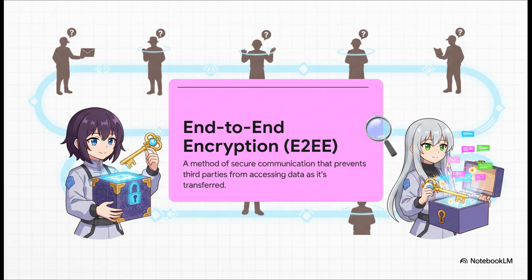Think of it this way. You write a letter, put it in a super strong lockbox, and send it. Only you have a key, and the person you're sending it to has the only other copy of that key. The mailman can't open it, the sorting facility can't open it, no one can. They can see a box is being sent, but what's inside is a total mystery. That's E2EE in a nutshell.